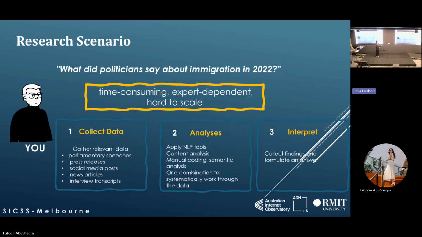Well, this is a nice pipeline, but it has limitations. It is too time consuming. You have to be an expert in a few things as well. And it's really hard to scale. You cannot add more data whenever you want. That would require more researchers, more resources and more time. You cannot, for example, expand your study to include the last 5 years.